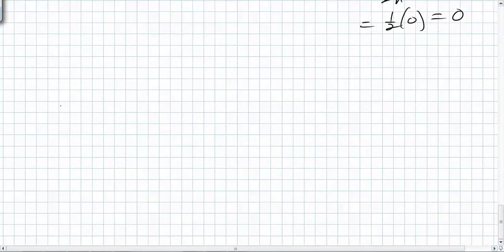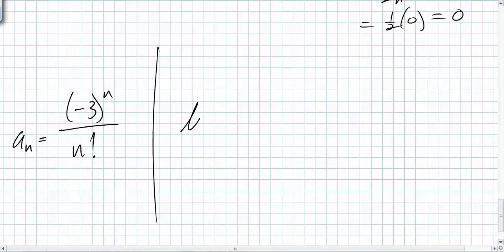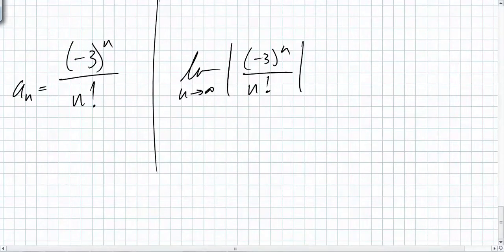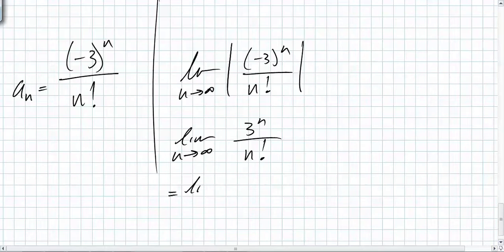Okay, so here we go. You're looking at a_n equals -3 to the n over n factorial, right? So we're going to examine the limit as n goes to infinity of the absolute value of this thing. Because if this goes to 0, we know that the original one goes to 0. Because there's an absolute value, what do we get to drop? The negative. So you have 3 to the n over n factorial. Written out, what does that look like? It's the limit as n goes to infinity, and what are we going to have?